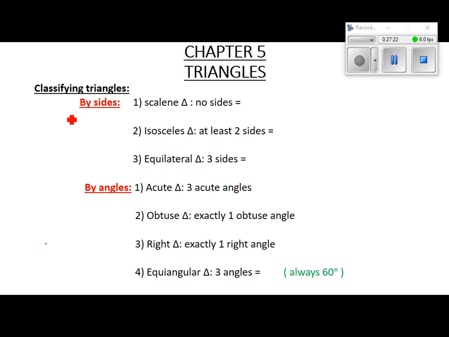What's a scalene triangle? No sides are congruent. What's an isosceles triangle? Two sides congruent. At least 2 sides. Now, a lot of books will say an equilateral triangle is also an isosceles. That's why this says at least 2 sides. I don't know why they do that, just to try to confuse you, I guess. So all equilateral triangles are isosceles triangles, but not all isosceles triangles are equilateral triangles.